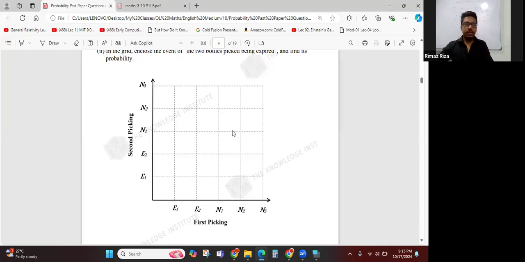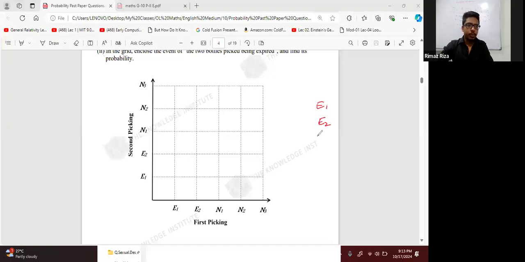Okay, so first let's say in the first picking I'll take one bottle. So what could be the solutions? There are five bottles. It could be either E1 bottle or E2 bottle or N1 bottle or N2 bottle or N3 bottle. Either one of these has to be the first bottle that the lab assistant picked. Now you can think I'm the lab assistant. Okay, I'm picking the bottle.